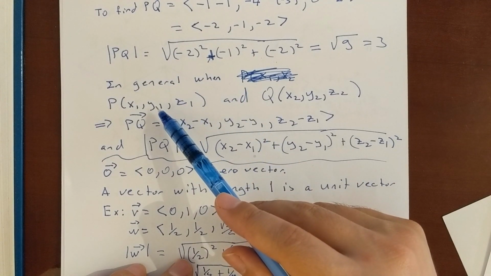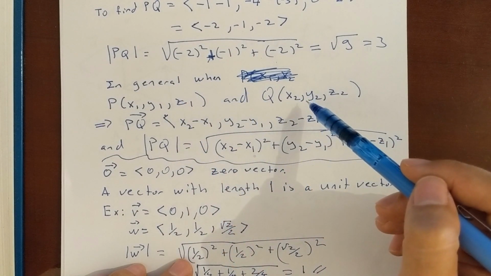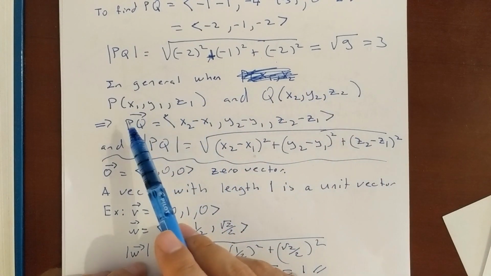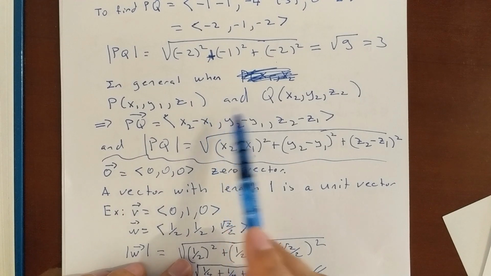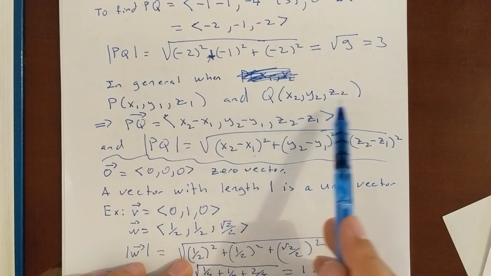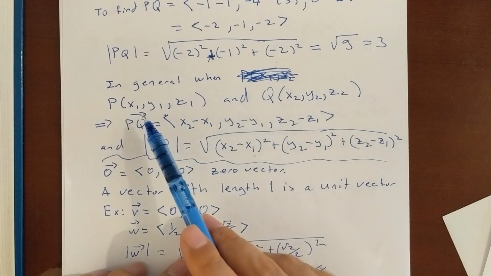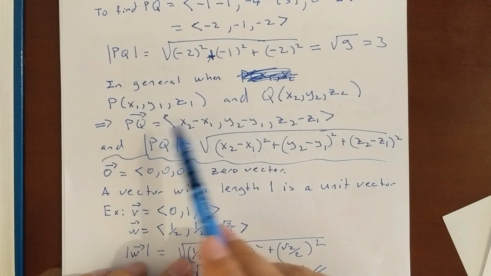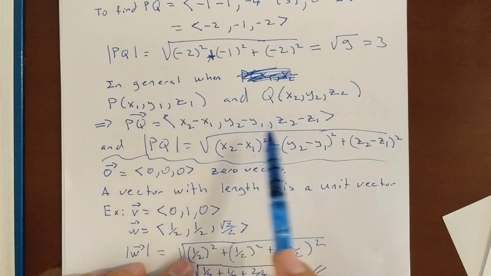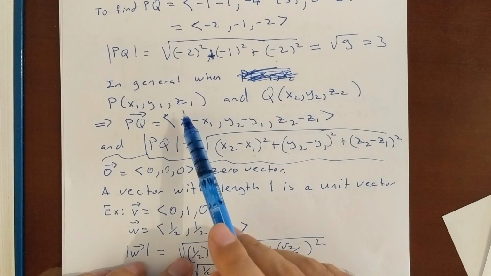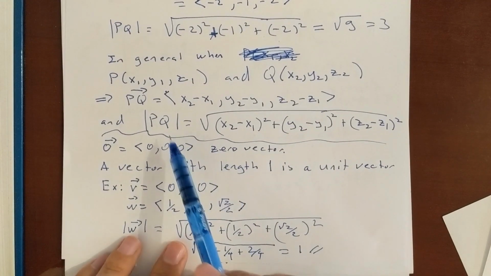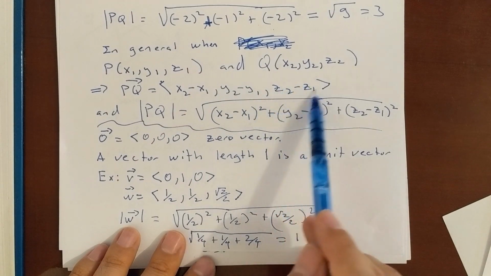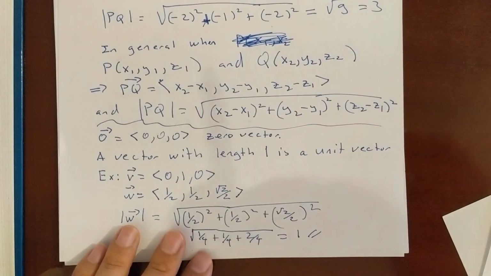In general, when you have the point P and the point Q, and your vector starts from P and goes to Q, and the coordinates of P are x1, y1, z1 and the coordinates of Q are x2, y2, z2, it's always end minus start. So x2 minus x1 is going to be the first component of PQ, y2 minus y1 is going to be the y component, and z2 minus z1 is going to be the z component. And the length itself is going to be just this guy squared plus this guy squared plus this guy squared, all in the square root.